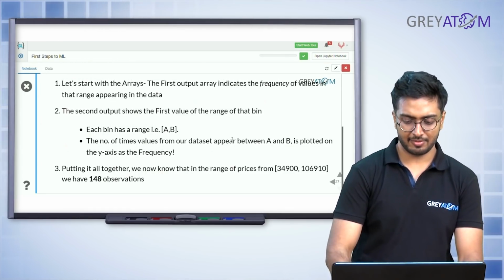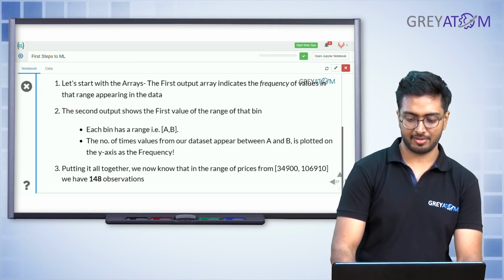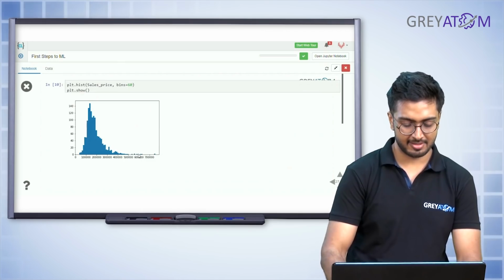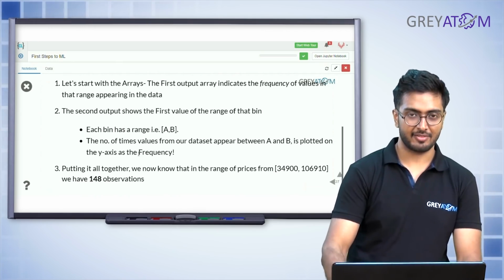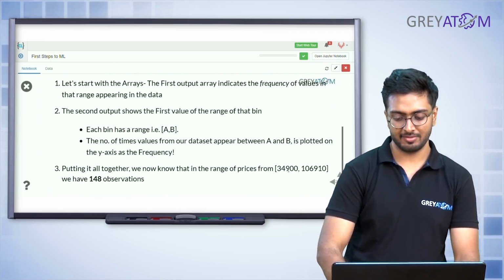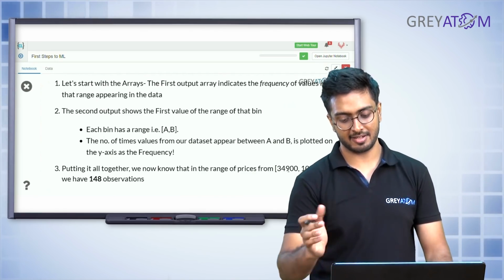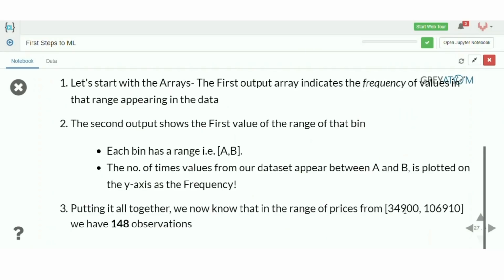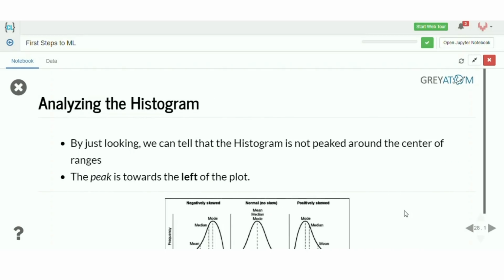So we know that from the range of price 34,000, if you look at this particular bin, you can probably see it from the graph, there's a bin which is starting from 34,900 to 106,000, sorry. From 34,900 to 106,000, we have 148 observations, right?